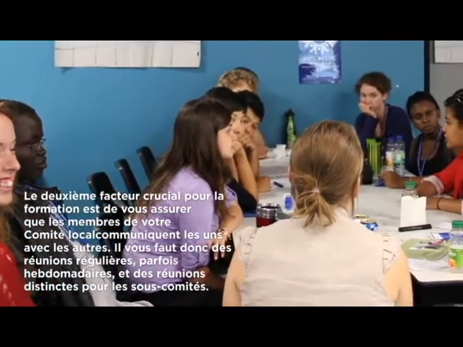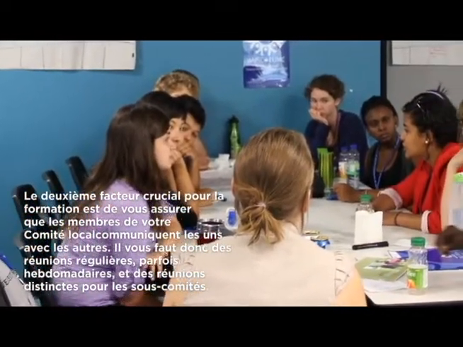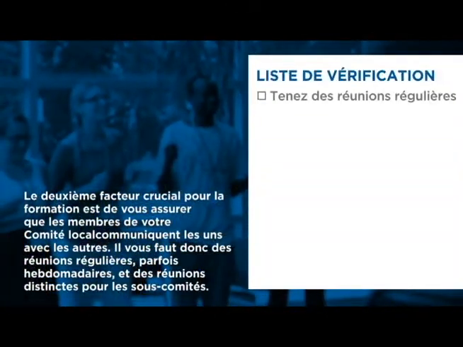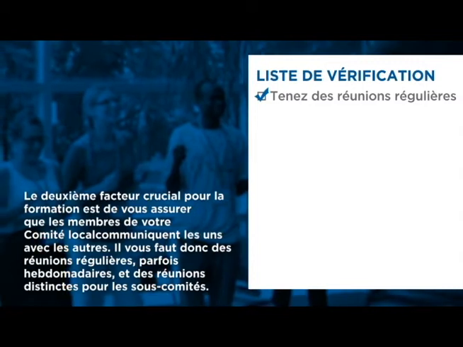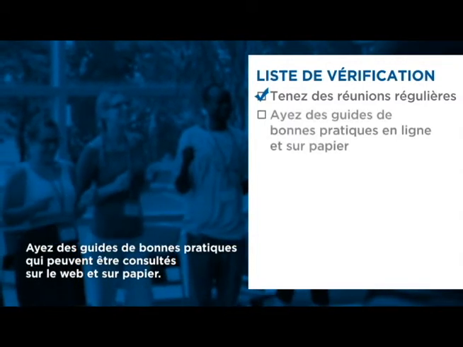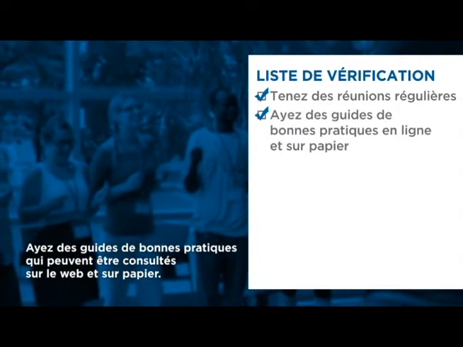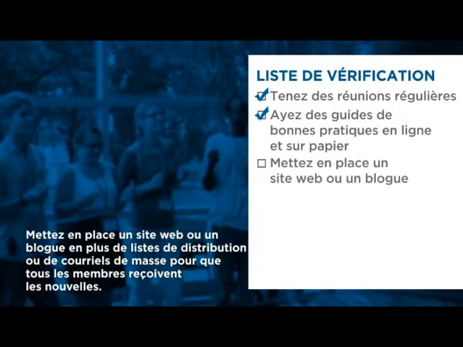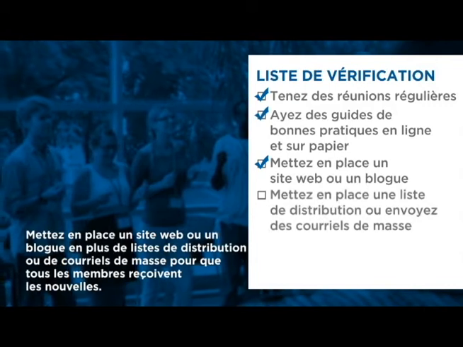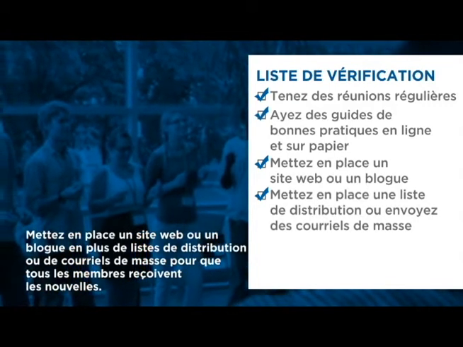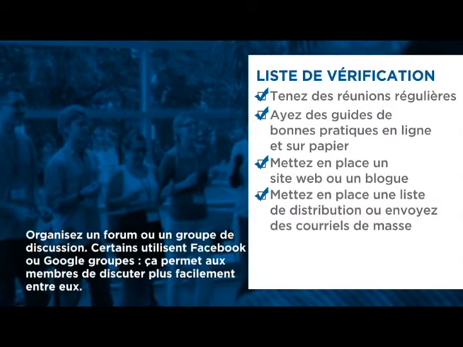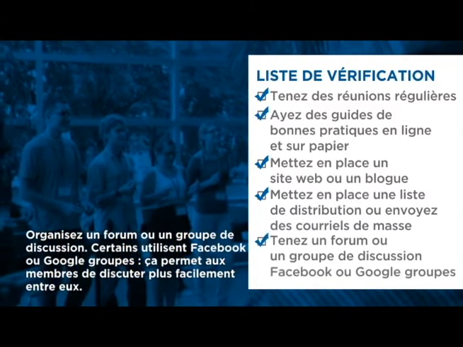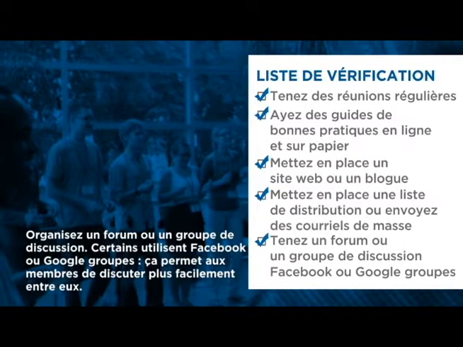The second crucial factor for training is making sure that your local committee communicates with each other. That means regular meetings, sometimes weekly, with separate meetings for the subcommittees. Have best practice guides that can be checked out through the web and in hard copy. Set up a website or blog in addition to a listserv or mass email, where all members can receive or check on notifications and news. Also, have a forum or discussion group. Some use Facebook or Google Groups. It makes it easier for members to discuss amongst themselves.